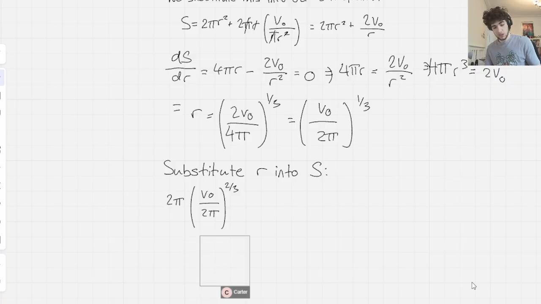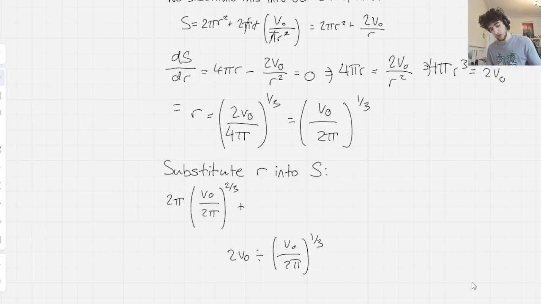Okay, so this is just us plugging our value of r back into S, and then we add 2v naught divided by r. So 2v naught divided by r in this case, and our r is (v naught over 2 pi) to the power of a third, right? So you could write this. This is the same thing as 2v naught divided by v naught to the power of a third divided by 2 pi to the power of a third.